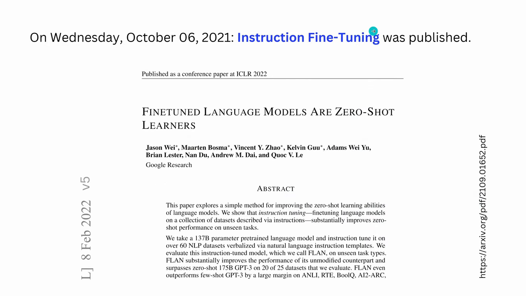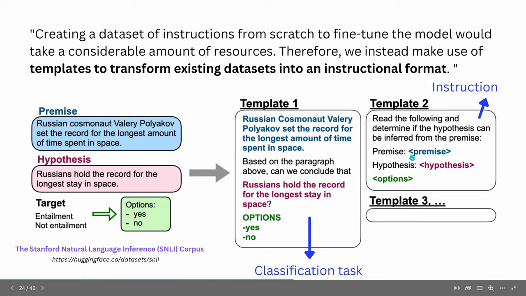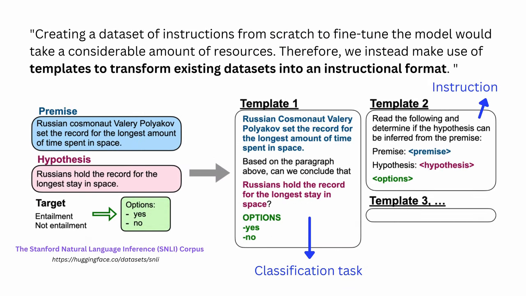You're not going to believe it, but it was a rainy Wednesday, October the 6th, 2021, when instruction fine-tuning was published. And this was before GPT-4 or ChatGPT was available to the public. And who did it? Well, Google Research. They found this instruction fine-tuning so helpful for their systems that they gave it a special name and called it FLAN. Yes, exactly. This is the FLAN you know.